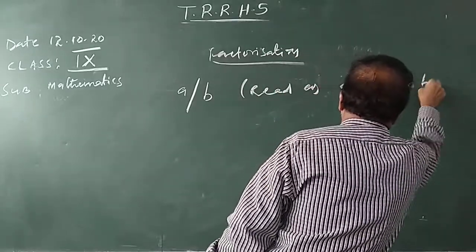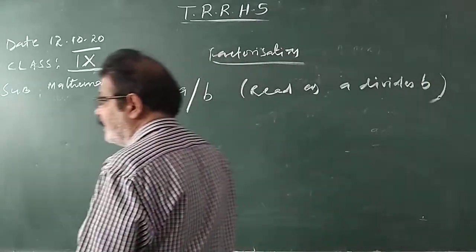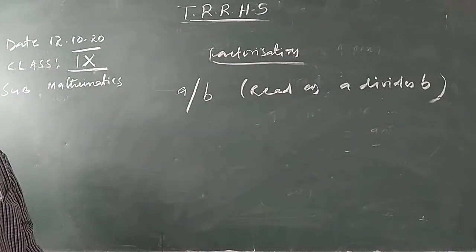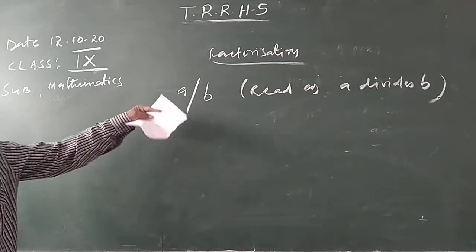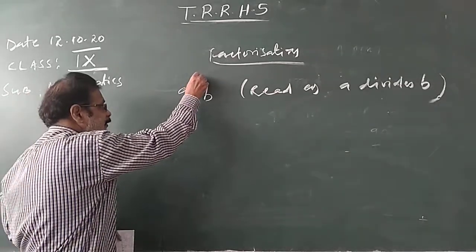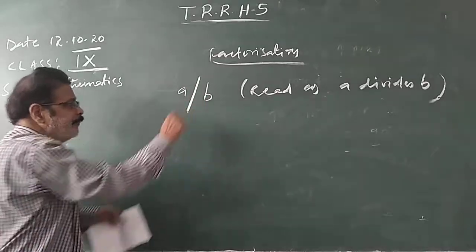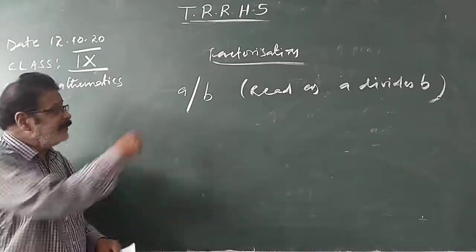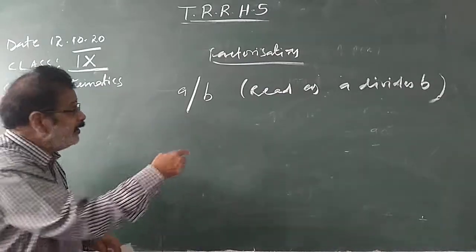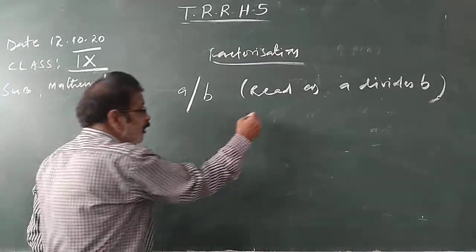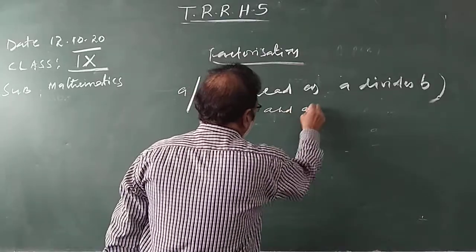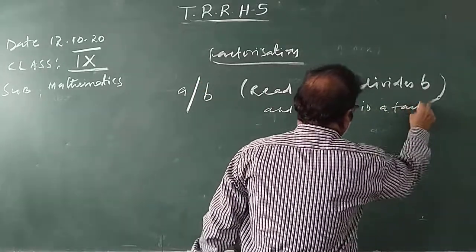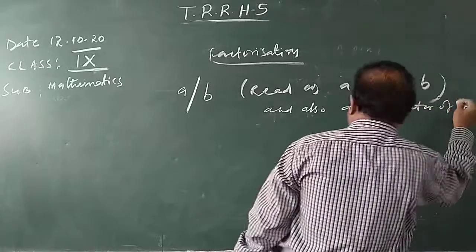A divides B, or A is a factor of B. A divides B. You read this symbol, A by B, as A divides B. A divides B means A is a factor of B. Also read as A is a factor of B.